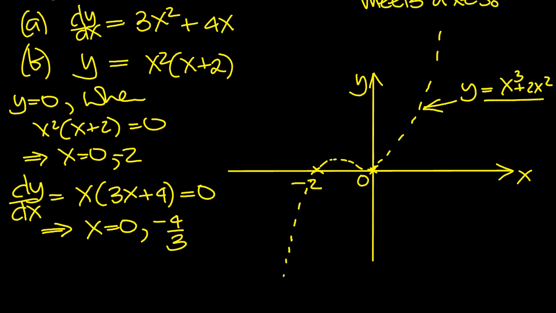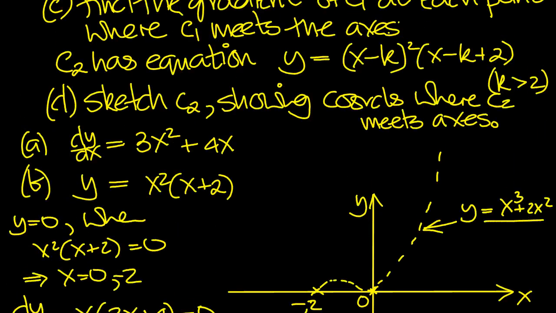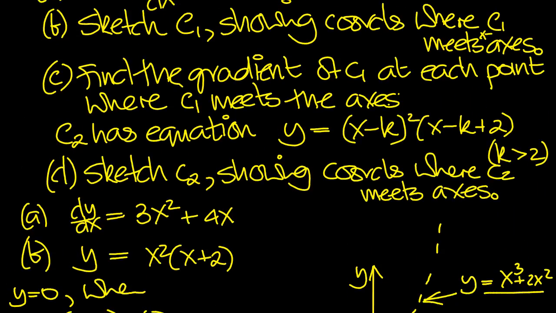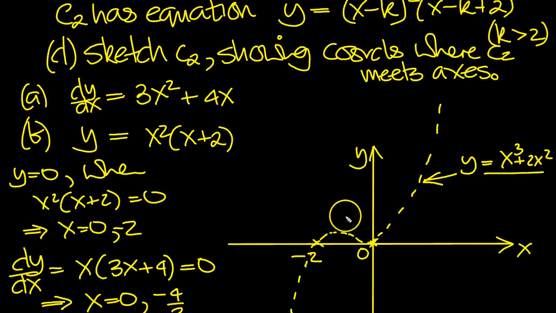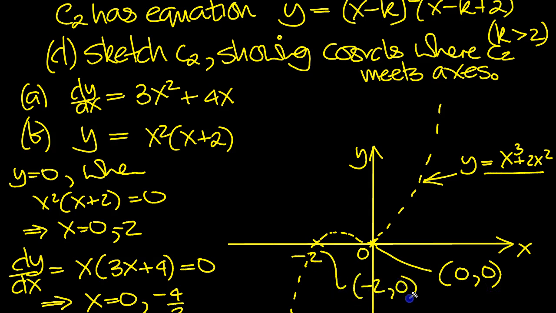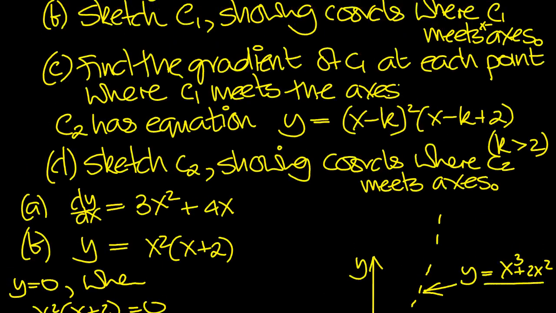So that's part B. What else did it ask for in part B? Sketch showing coordinates where it meets the x-axis, which we've done. So this coordinate here is (0, 0). This coordinate here is (minus 2, 0). So those are the coordinates in question. Okay, that's part B then.